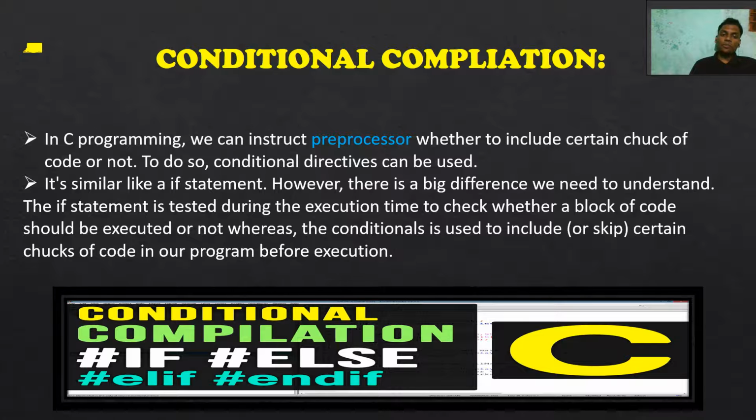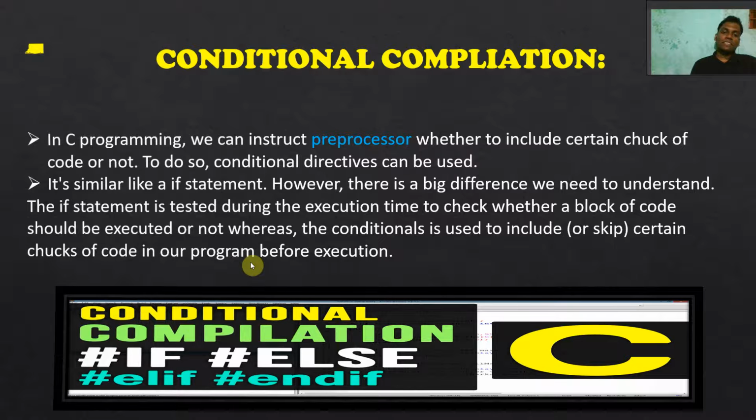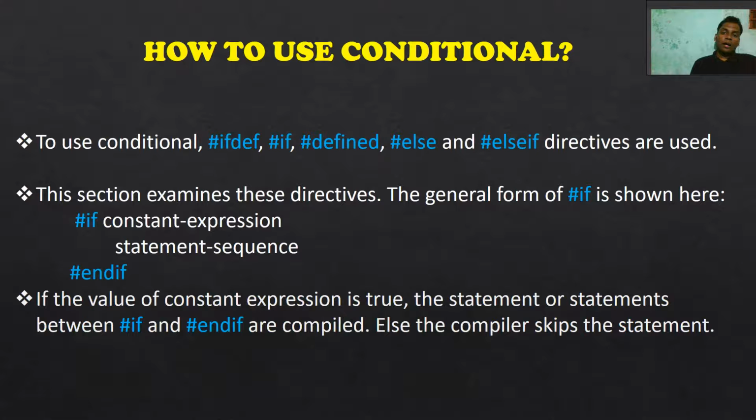compiled. But as we know, the preprocessor works before the compilation of the code. It doesn't need execution of the code. So when you use conditional compilation, it will work before the execution. Here, the conditional is used to include certain chunks of code in our program before execution. If you see some examples of conditional compilation, we can see that #if, #ifdef, #else, #elif directives are used.